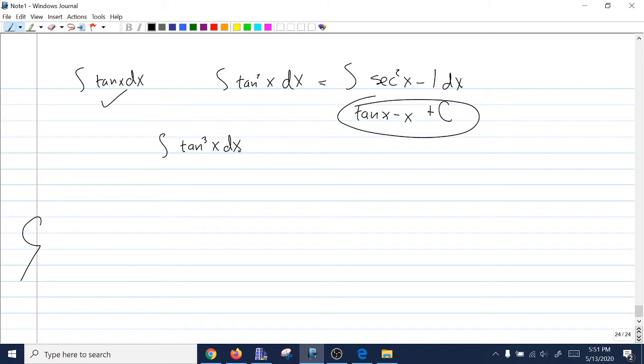An odd number of tangents, I'm supposed to be able to pull off a secant tangent, but there's no secant there to pull. An even number of secants, I'm supposed to pull off secant squared, but there's no secant squared there to pull. What do I do? Well, you just sort of try stuff out. I think the best thing to do is split off a secant squared, probably. When there's no secant squareds, I can change it so that there are, by rewriting that as tangent x times tangent squared, which I can write as secant squared x minus 1. I get the integral of secant squared x tangent x minus tangent x.